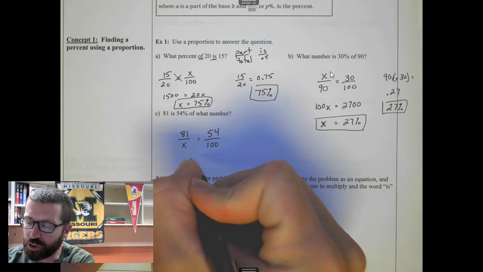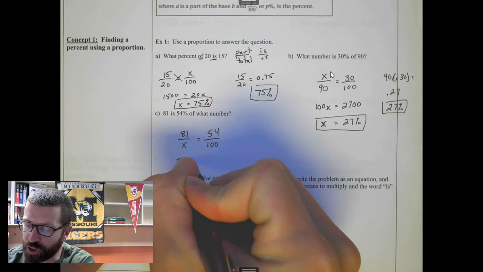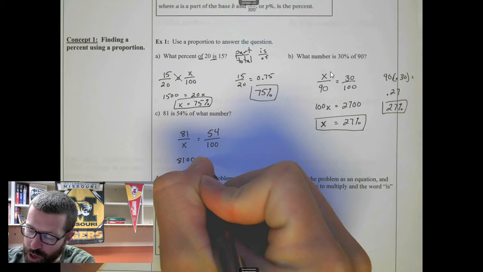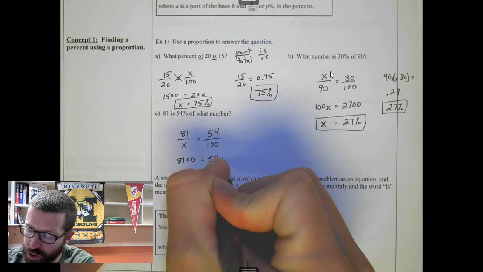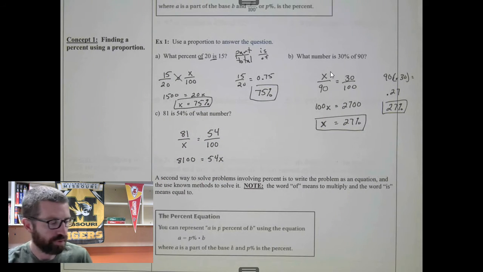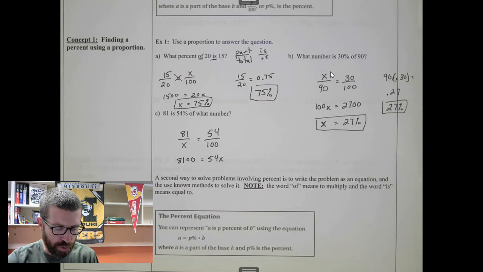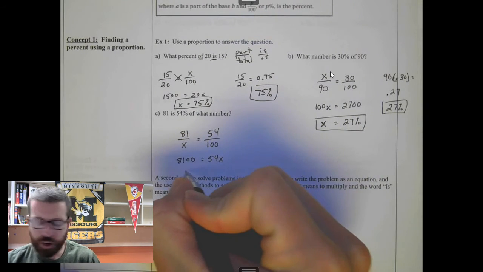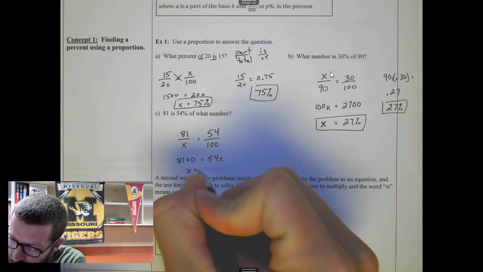Okay, so then we can cross multiply. 81 times 100 is 8,100, so 8,100 is equal to 54x. And divide by 54, and you get 150.